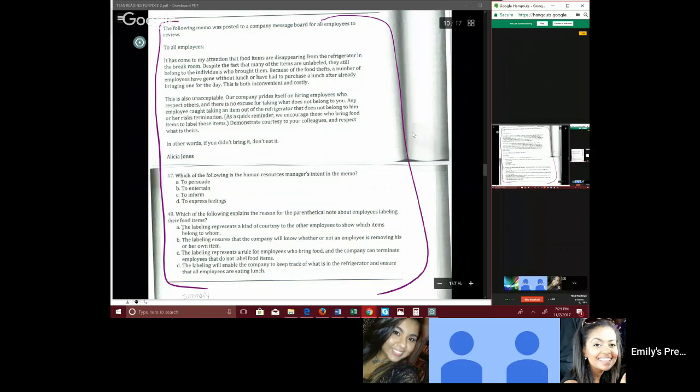So the answer to the first question, what is the human resources manager's intent in the memo? It's to inform, which is choice C, and it's to inform of the consequences that may happen. So it's to inform of a situation that's occurring and of what the possible consequences may be.